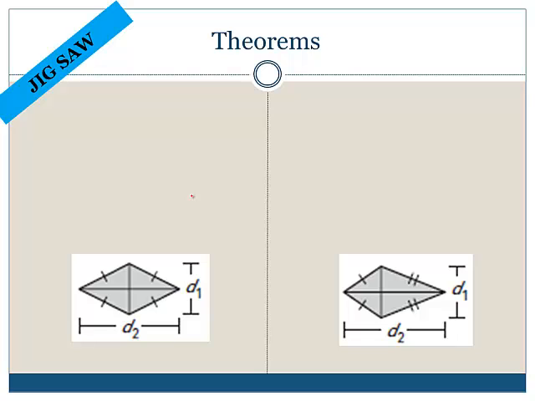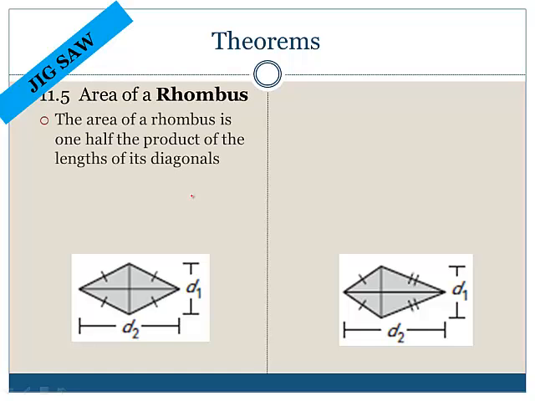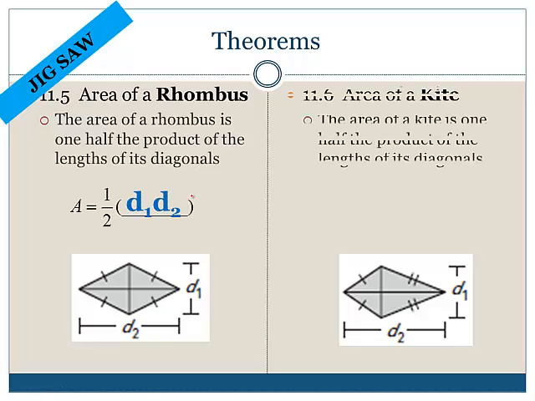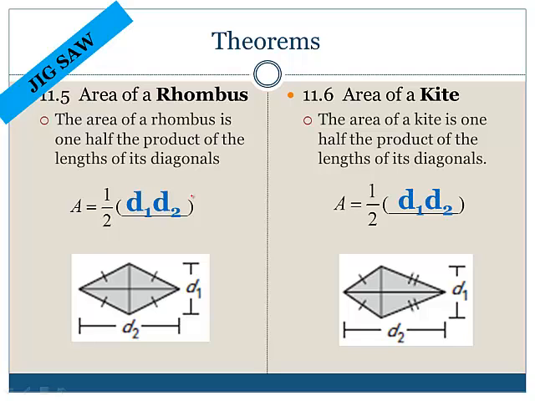Next type of figures that you're going to be finding areas for are your kites and your rhombuses. We're going to do rhombus first. The area of a rhombus is 1/2 the product of the lengths of its diagonals. We do rhombuses and kites together because that's exactly what the area of a kite is: 1/2 the product of its diagonals. And remember, a diagonal is drawn from one vertex to a non-adjacent vertex, the opposite vertex. It has nothing to do with sides, it has all to do with the diagonals.